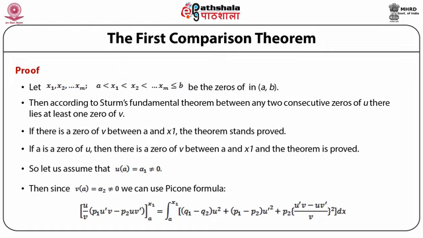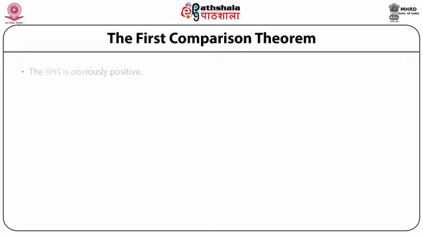Within the square brackets, u/v multiplied by (p1 u' v minus p2 u v'), with limits a and x1, is equal to the integral from a to x1 of [(q1 minus q2) u squared plus (p1 minus p2) u' squared plus p2 ((u' v minus u v')/v) squared] dx. The integral on the right hand side is obviously positive.